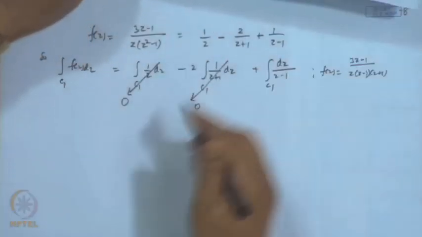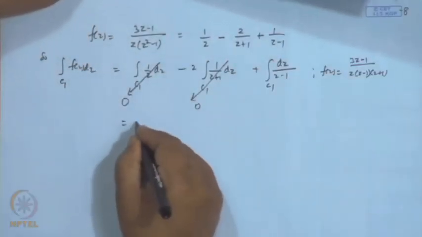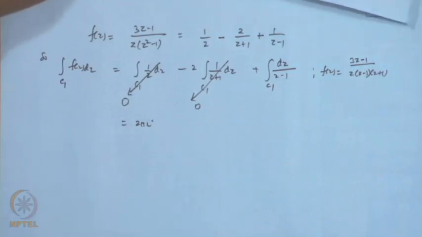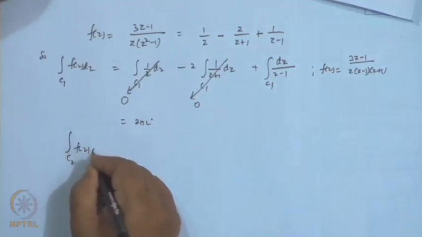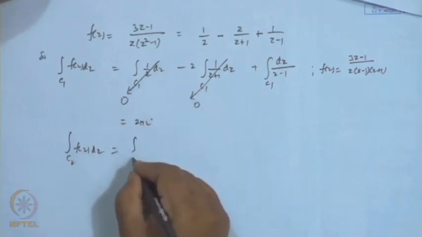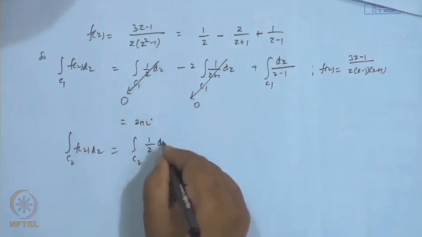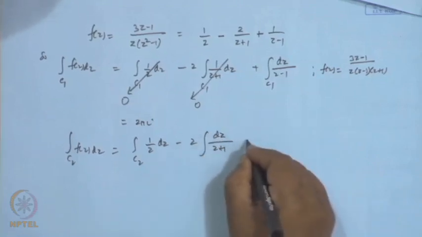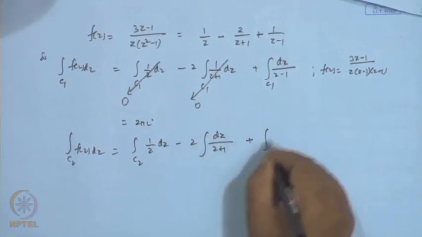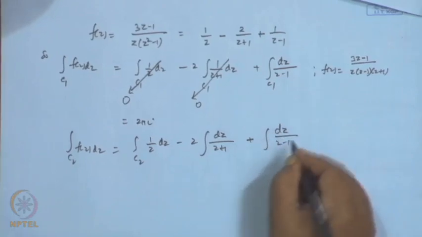So, the value of this integral will be equal to 2 pi I. Then the integral along C2 of f z dz. In a similar way, we can write it as the integral over C2 of dz over z plus 1, plus dz over z minus 1.